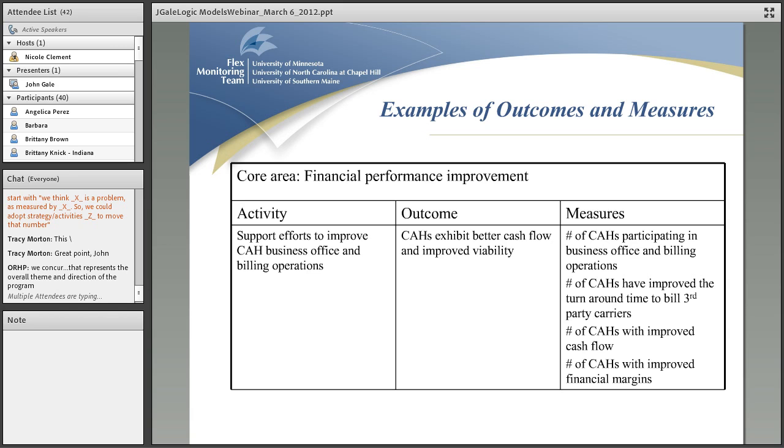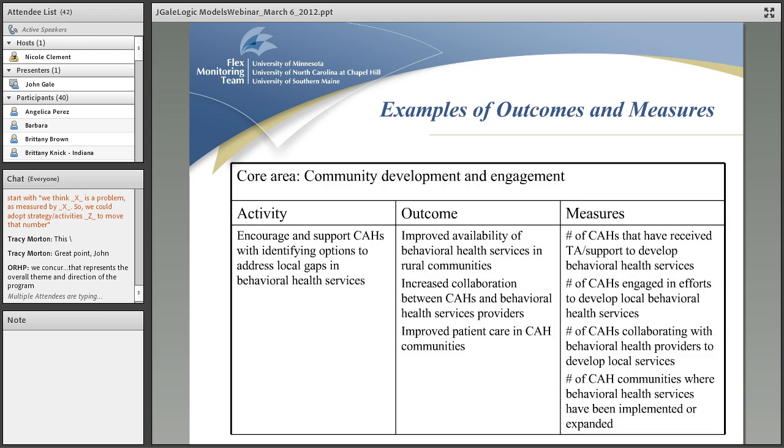Another core area is financial performance improvement, and I embellished this one a little bit. One of the efforts is to improve CAH business office and billing operations. The outcome was that the CAHs who were participating would exhibit better cash flow and improved viability. There are a number of measures. One would be the number of hospitals participating in business office and billing operation trainings and interventions. Another measure that would be a good one is the number of CAHs that have improved the turnaround time to bill third-party carriers. The ability to improve cash flow depends in part, one aspect is how quickly you get your bills out the door to third-party carriers.